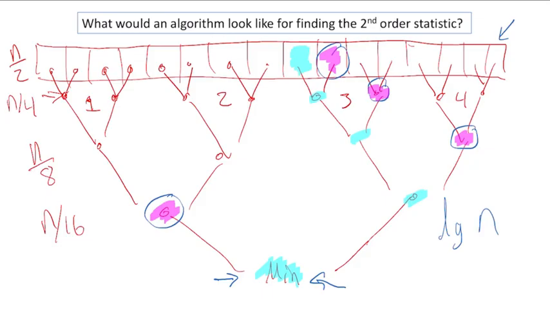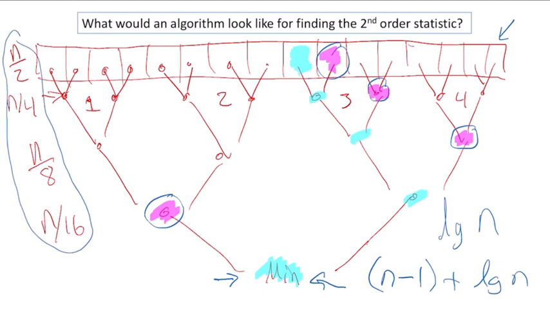So that means we've done a total of n minus 1 comparisons plus log n comparisons, which is pretty good. It's less than 2n in total comparisons. Where did I get the n minus 1 from? This is an identity for this general series here, where you're dividing all the way down to one element. So I've got n minus 1 plus log n total comparisons for finding the second order statistic.